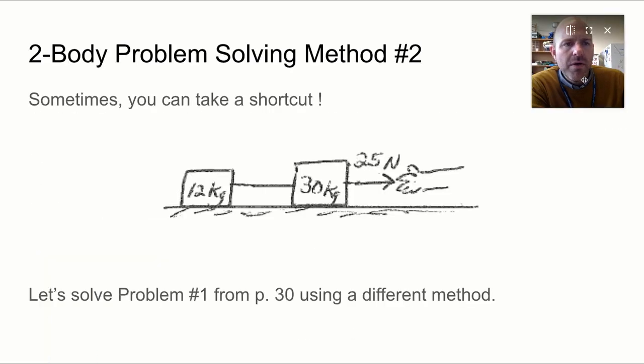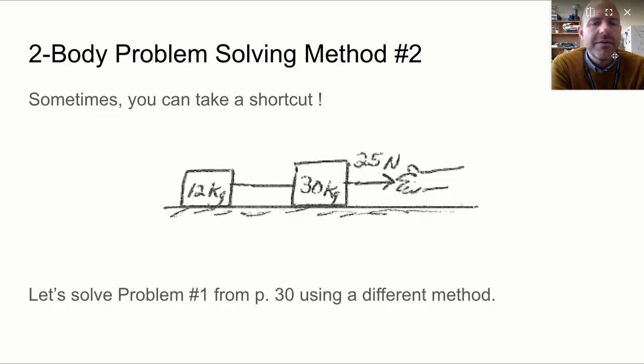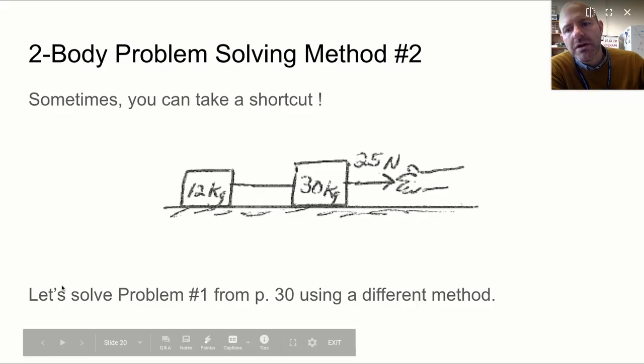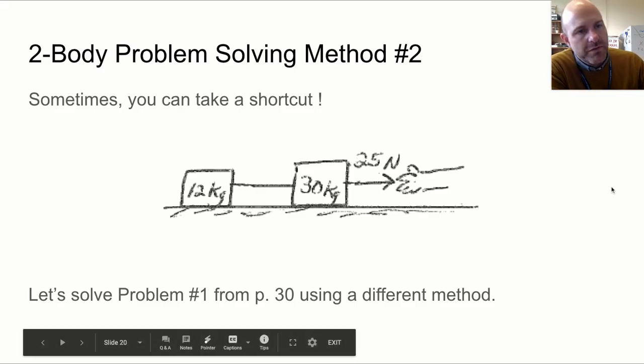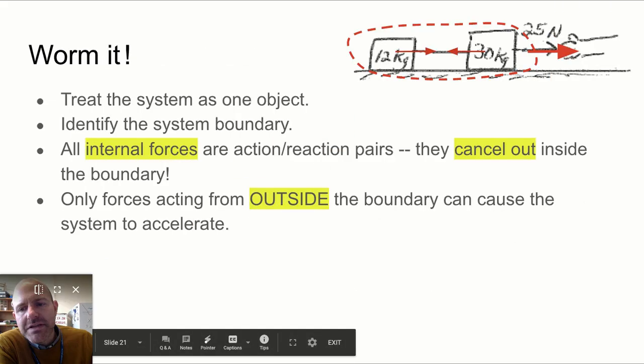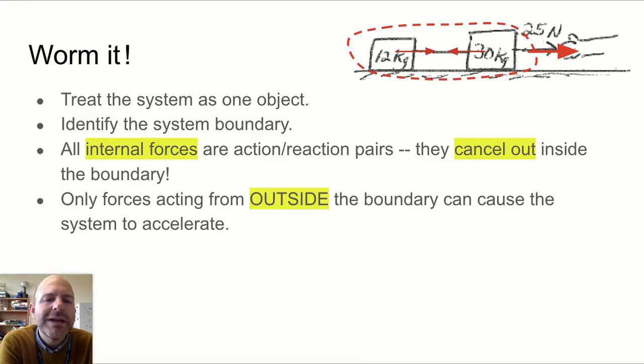We can do a little bit more, though, because we've already seen that if you set up the two equations and you solve them, two equations, two unknowns, you can get there. But there's another method that can be a little bit simpler. So we're going to look at problem 1 from page 30 if you want to follow along. And in this problem, we are going to treat the entire system as one object. This is sometimes called the sock method or the snake method.